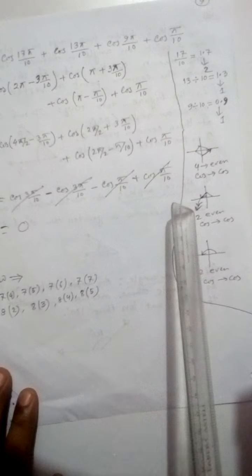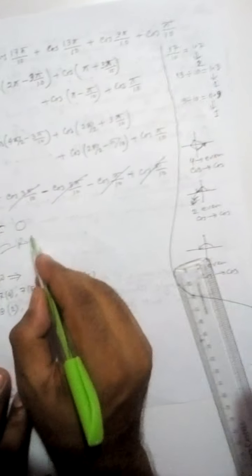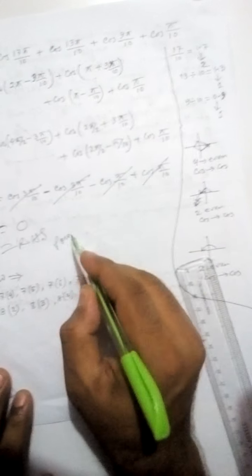In the same way, for cos(2π/2 minus π/10), in the third quadrant cos is negative, so minus, and cos has no change, giving minus cos π/10. So cos 3π/10 minus cos 3π/10, this is cancelling, and minus cos π/10 plus cos π/10, this is cancelling, so there remains 0, which equals the right hand side. Okay, this is proved.